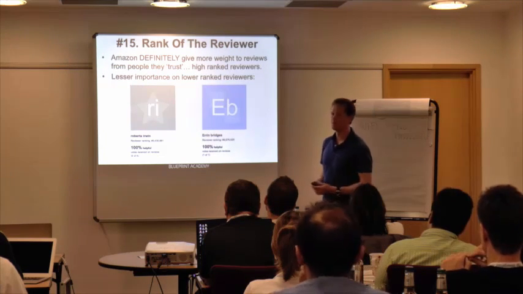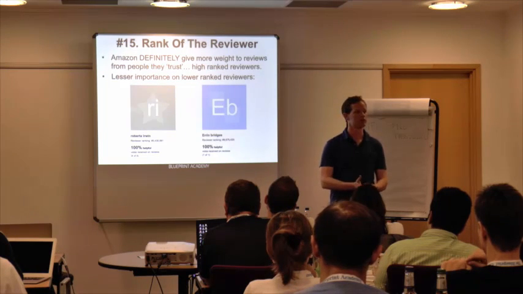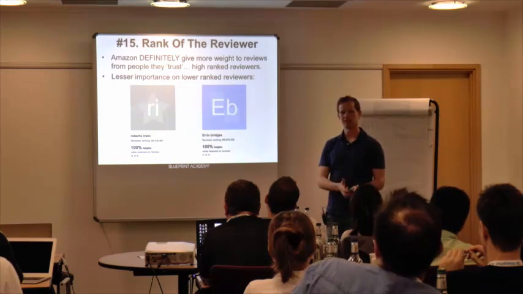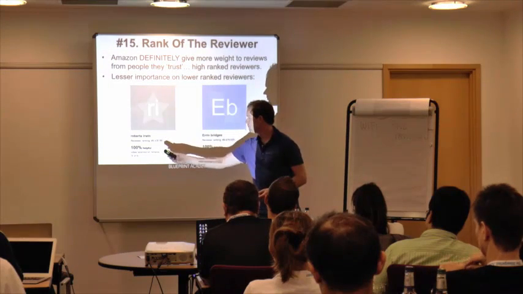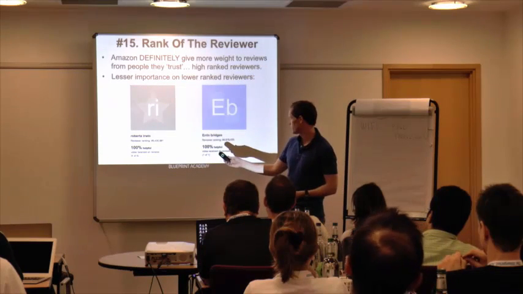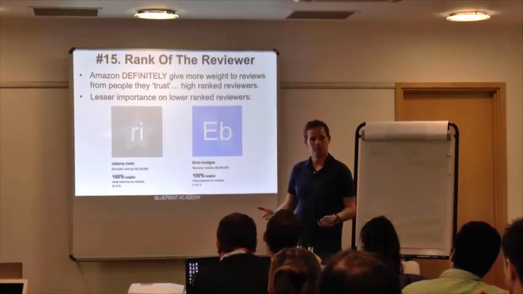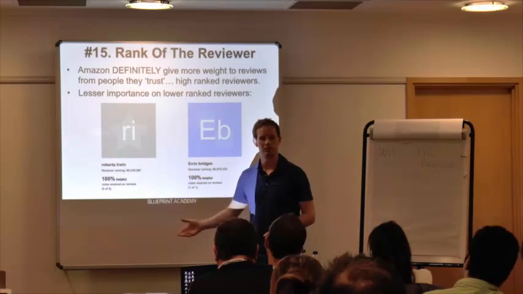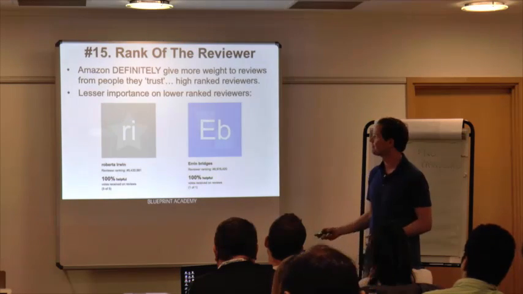The rank of the reviewer. Each reviewer, everyone that buys on Amazon and leaves a review, has a rank. Not all reviewers are created equal. Some reviewers have more credibility than others. You can see here, reviewer rank 5 million, they've done 5 reviews. This one has a reviewer rank of 8.9 million, they've only done 1 review. So Amazon is, it's logical, right? They're probably going to put more weight on the first. This other reviewer is not very experienced, but you get the idea. They definitely trust some people more than others.